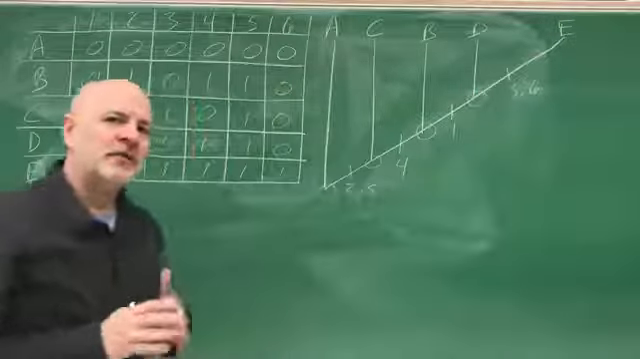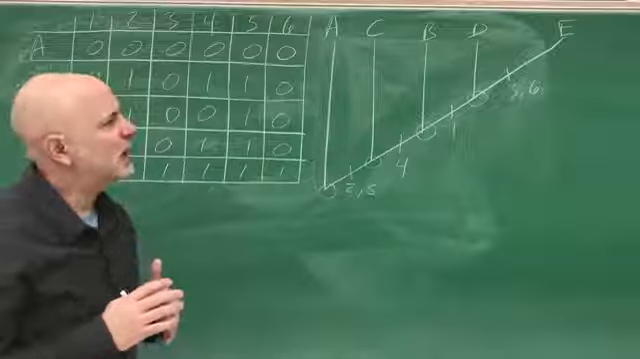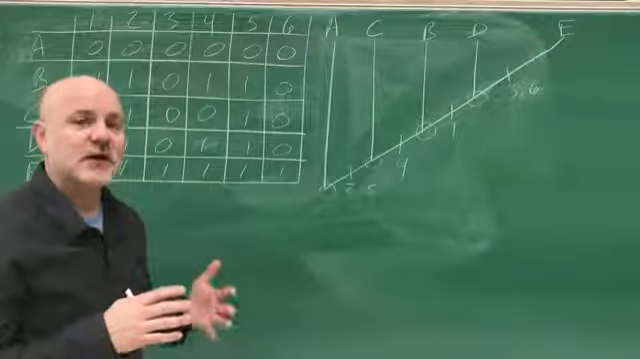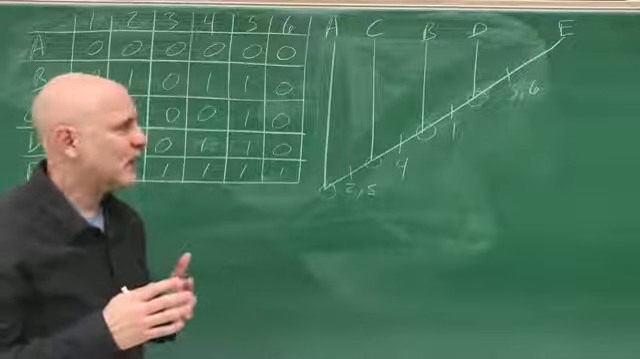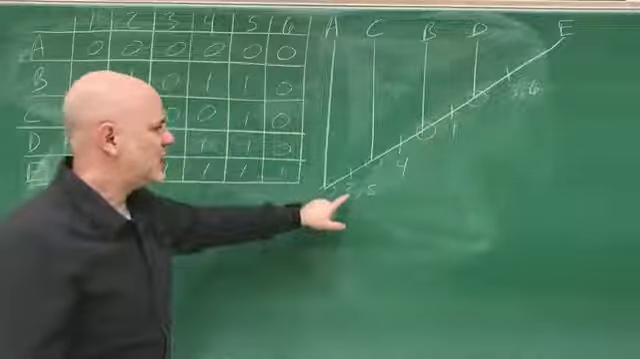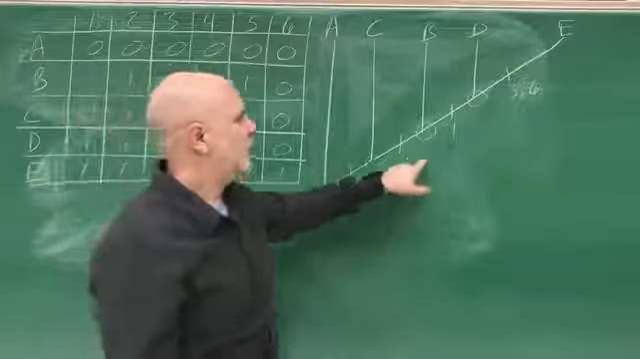Now if we want to look at the 2 groups that have the most similarities or the most recent common ancestor, well, that would be D and E, because they share these characteristics of 2 and 5 and 4 and 1.